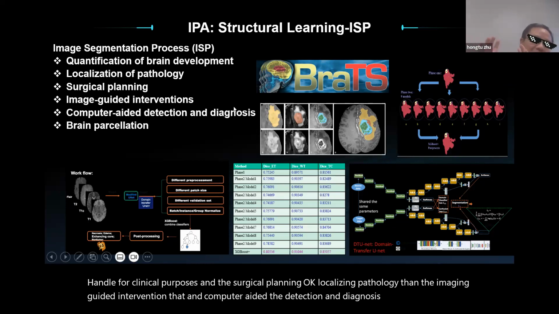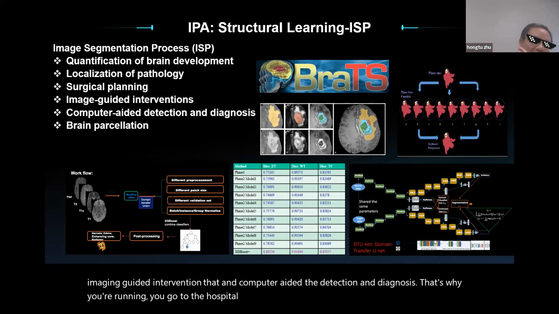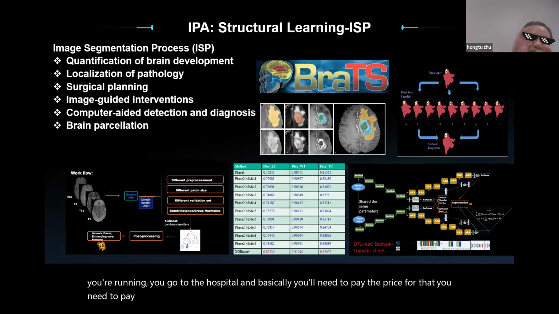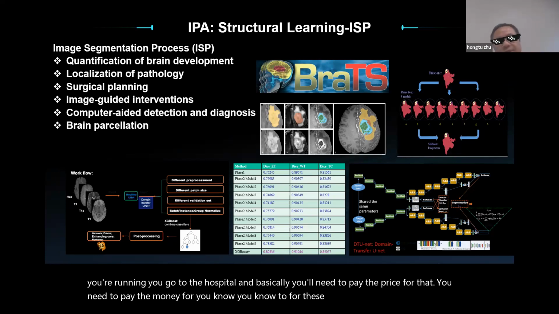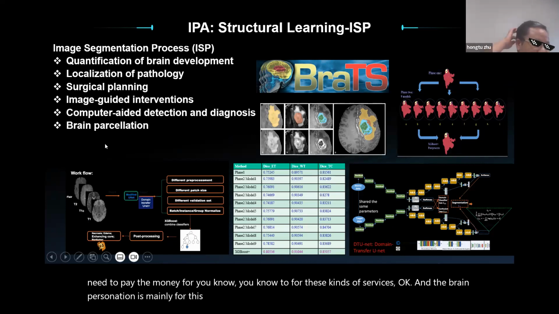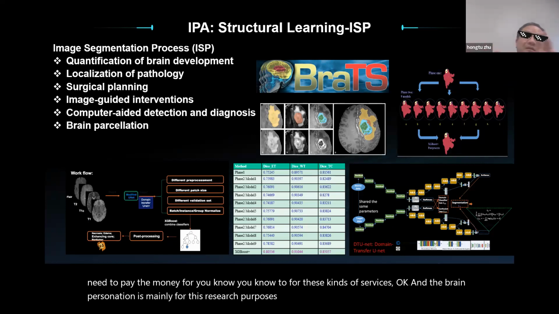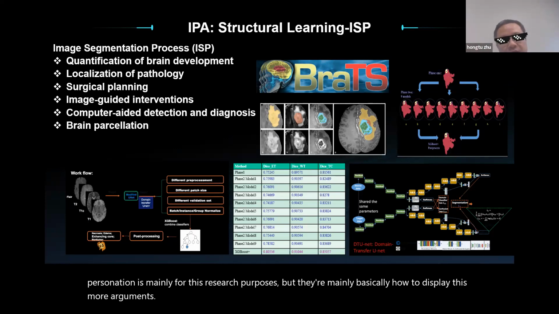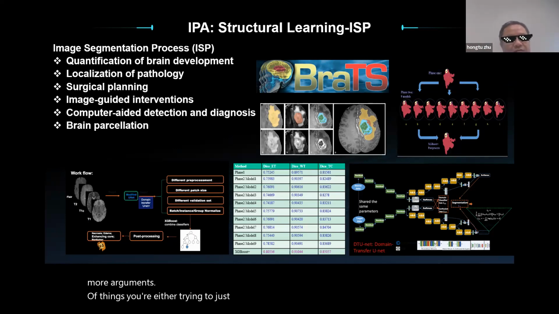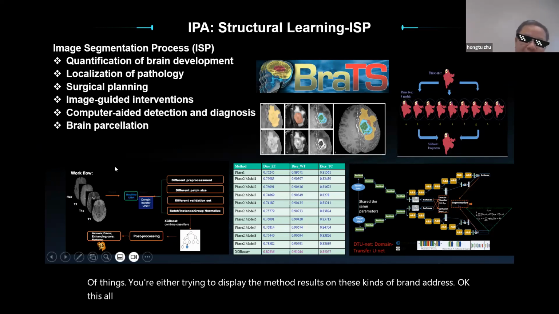That's when usually you go to the hospital, and basically you need to pay the price for that. You need to pay money for these kinds of services. Okay, and brain parcellation is mainly for research purposes, but then mainly it's how to display. You need to try to display the method results on these kinds of brain atlases. Okay, these are all very important topics.